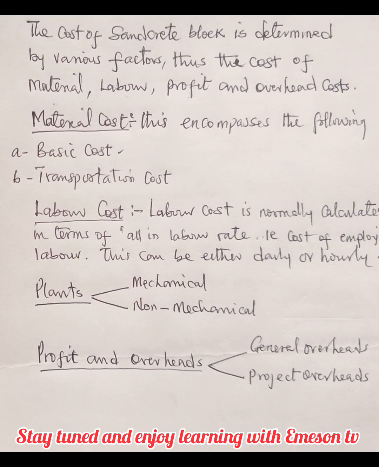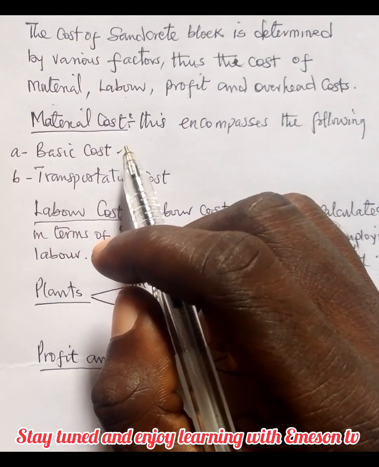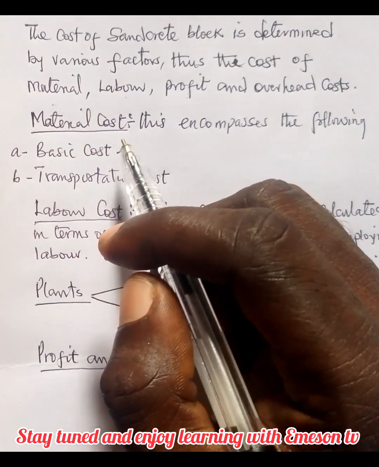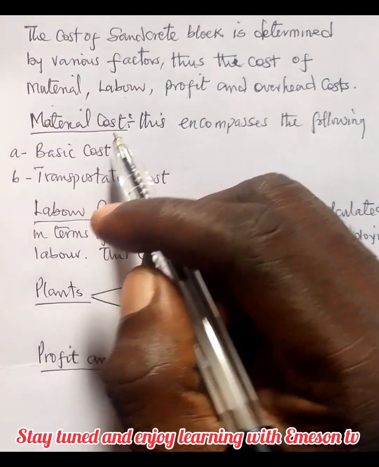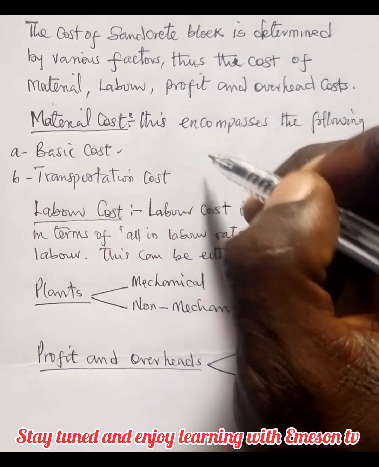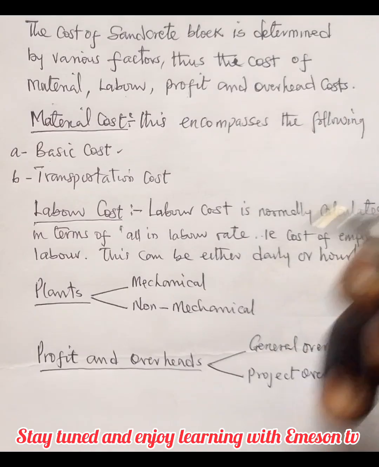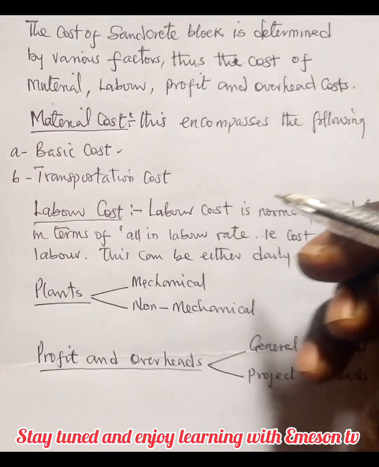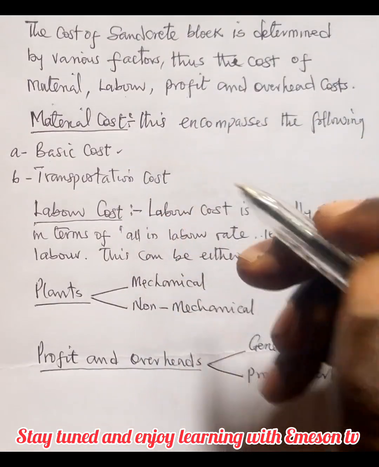Now, under this material cost, there is something I didn't explain here. You also have to consider wastage of the material, because in terms of haulage and handling, it can incur some waste. So it has to be added while building your unit rate.